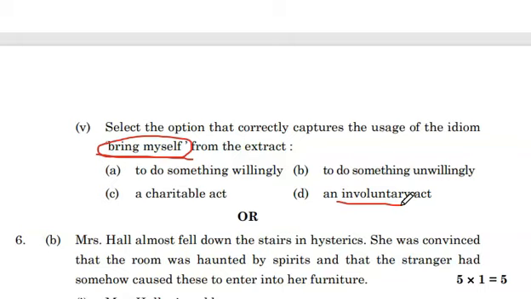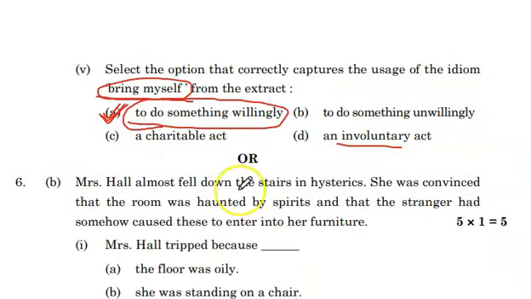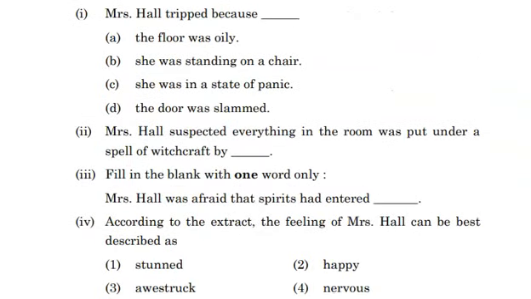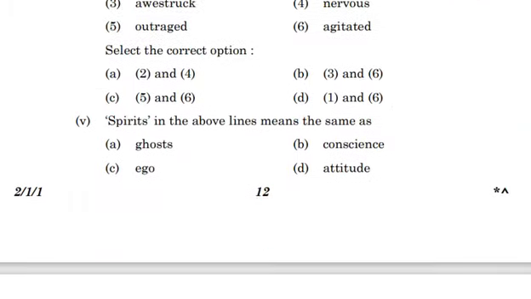So the answer, you remember it: "bring myself" means when you do something out of your own will, that means willingly. So the answer will be A. So what is the meaning of "bring myself"? It means to do something willingly, that means you are willing to do something, nobody is forcing you. So answer A will be the right answer. Now I am not attempting this 6B, but you should try it on your own. Pause the video and do it on your own.